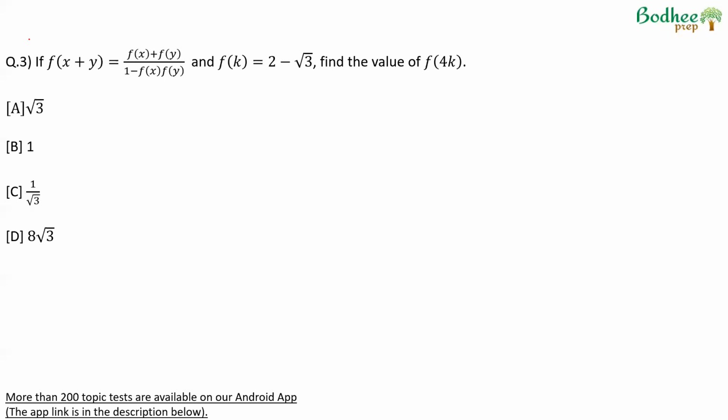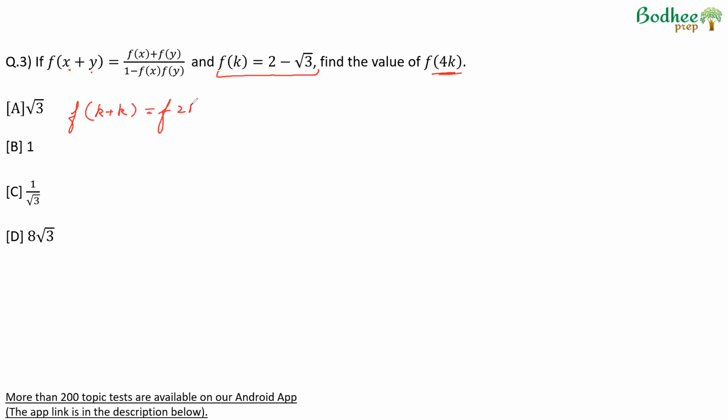f(x+y) = (f(x) + f(y)) / (1 - f(x)f(y)). f(k) is given as 2 - √3. You have to find the value of f(4k). So obviously, to go from k to 4k, I can add k and k to get 2k, and then add 2k and 2k to get 4k.